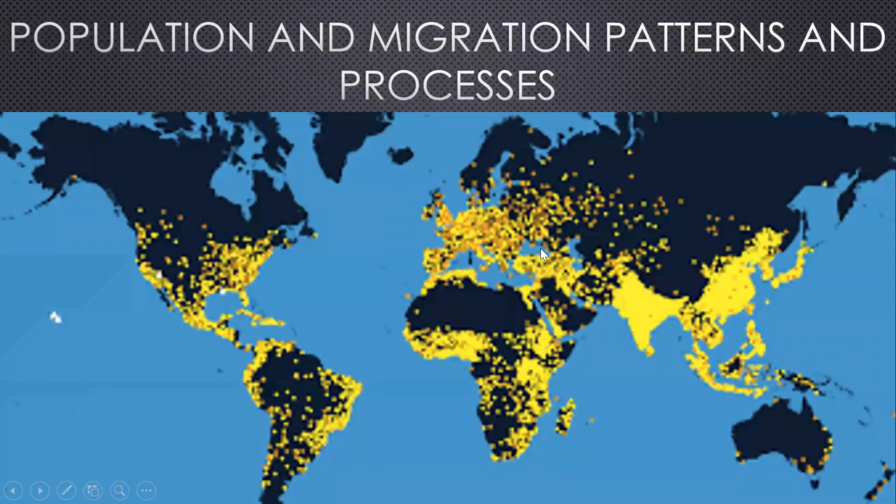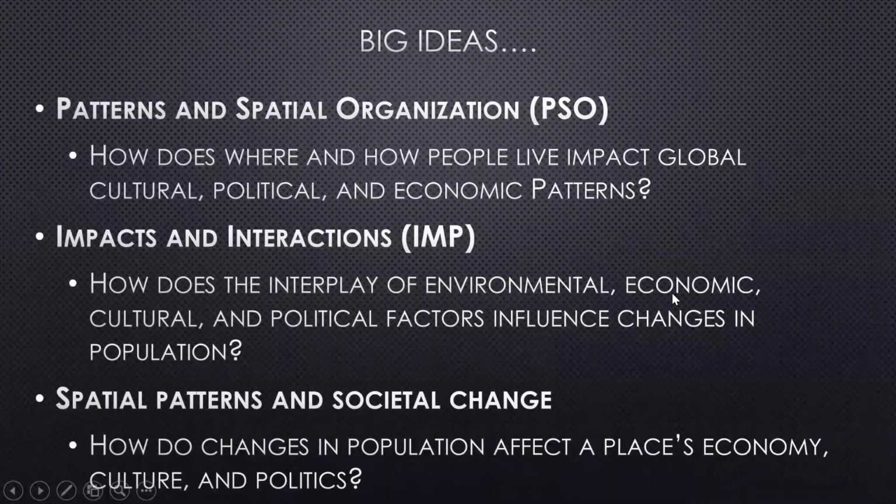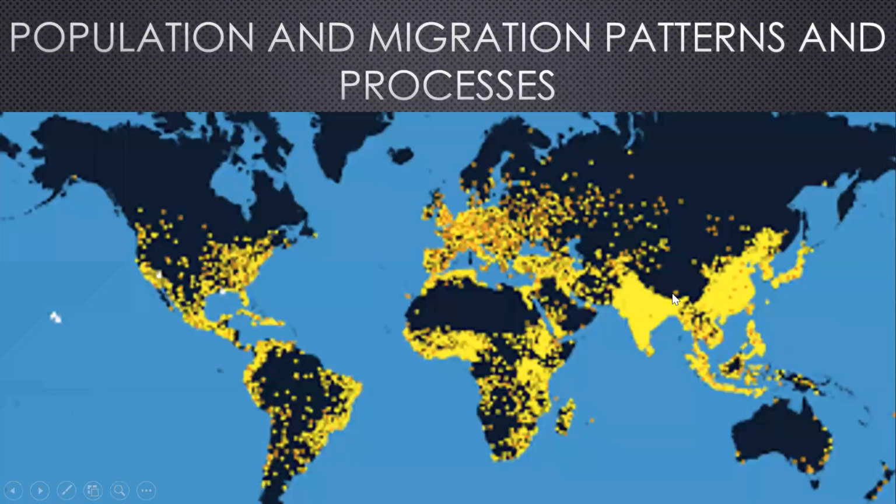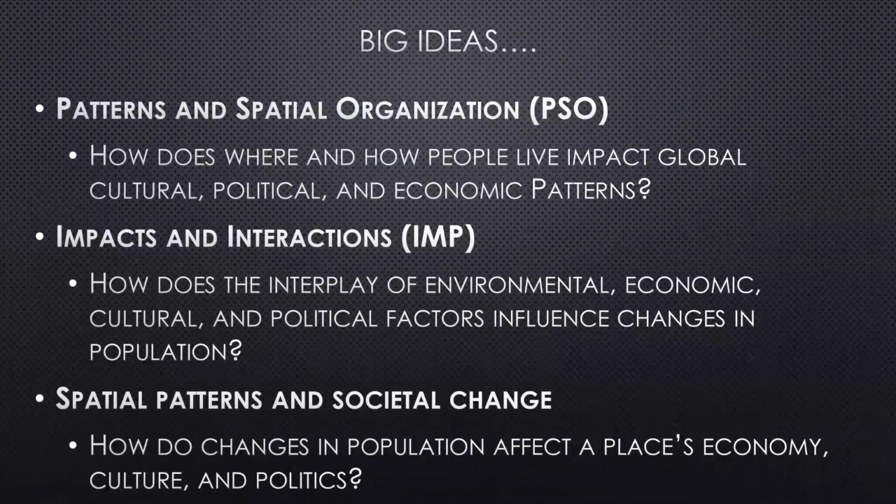Alrighty. Hey guys, we're beginning Unit 2. Obviously, we started it this week, but now we're going to look a little bit deeper into some of the topics that the College Board actually wants us to cover. All right. So Unit 2 is all about population and migration patterns and processes.